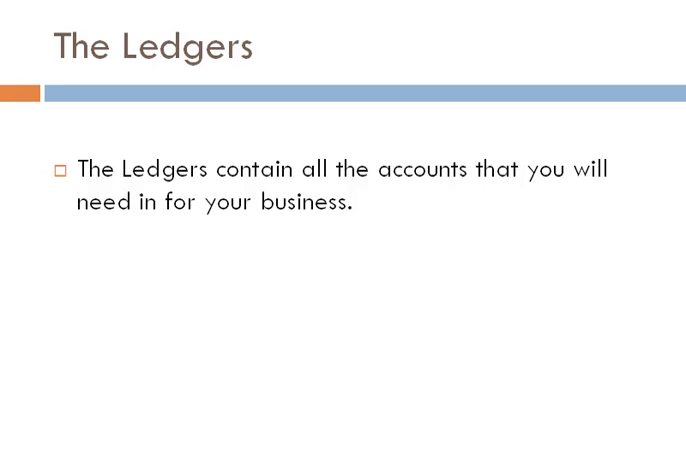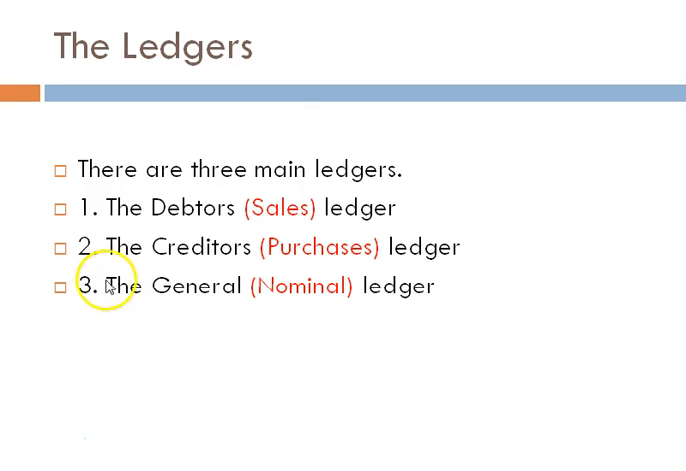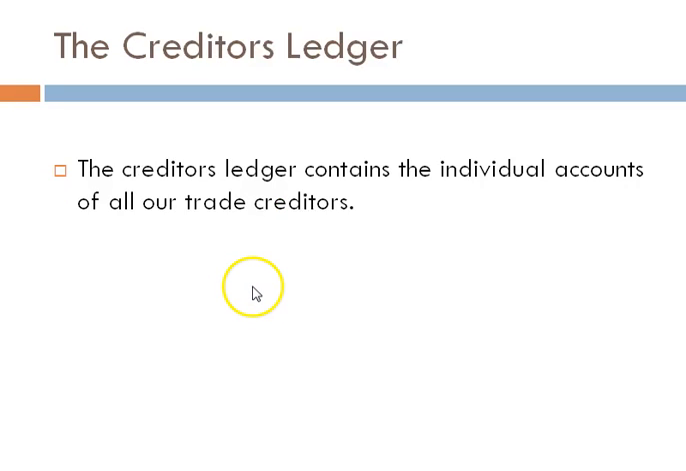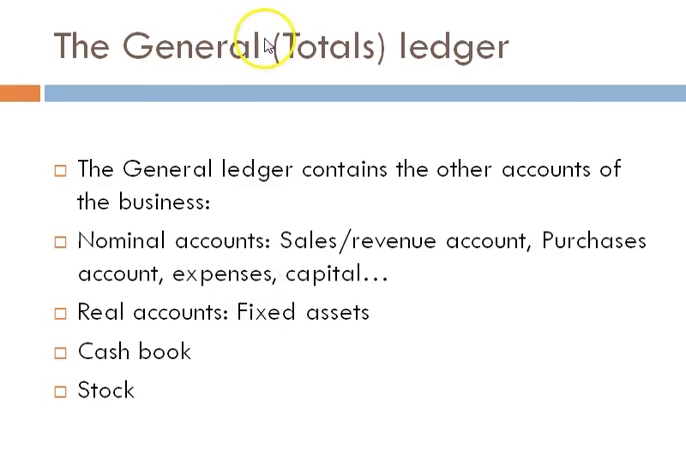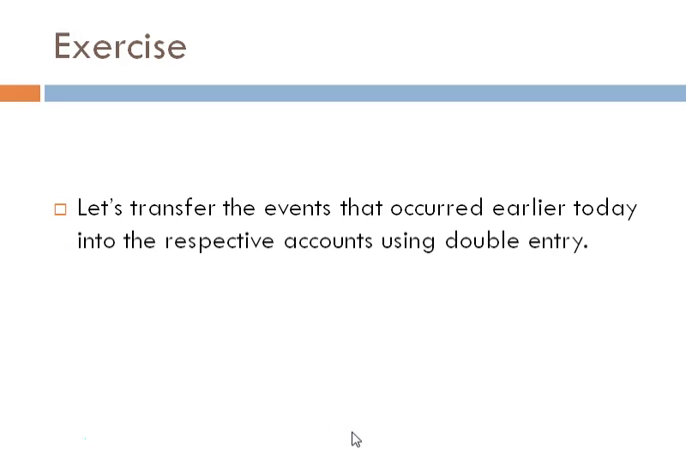Now, as I say, I'm focusing on number 3, the general ledger. We'll come back to these 2, but you can probably start to work things out as we go along. The key point is I'm focusing on the general ledger, also known as the nominal ledger, also known as the totals ledger. Really important. It contains all the accounts. The key point that I'm really interested in is the totals.